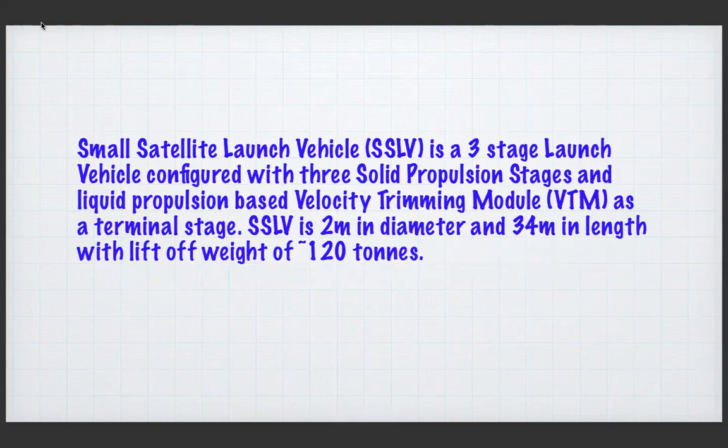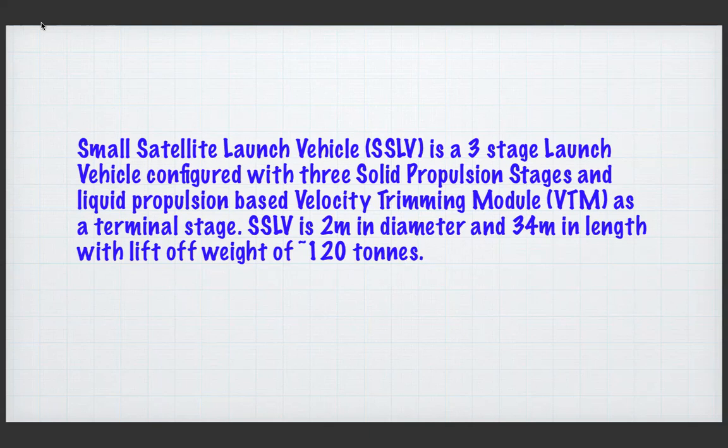SSLV is a small satellite launching vehicle, a three-stage launch vehicle configured with three solid propulsion stages. So what is the main difference between PSLV and SSLV? In PSLV, the first and third stages are solid fuels, and the second and fourth stages are liquid fuels. Whereas in the case of SSLV, the first, second, and third stages all carry solid fuel, which is hydroxyl terminated polybutadiene.